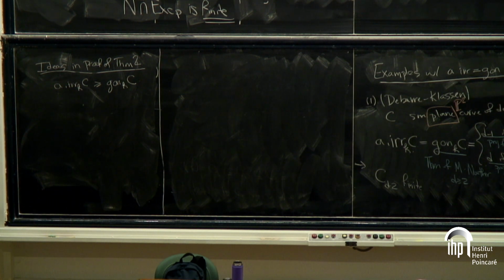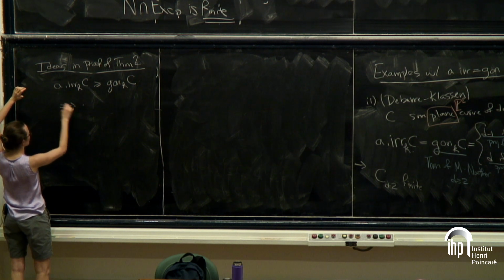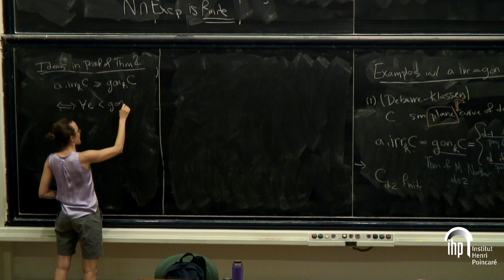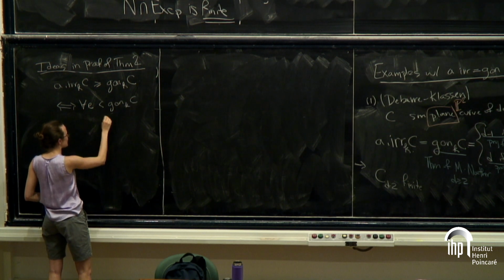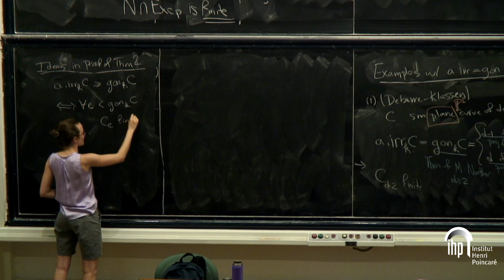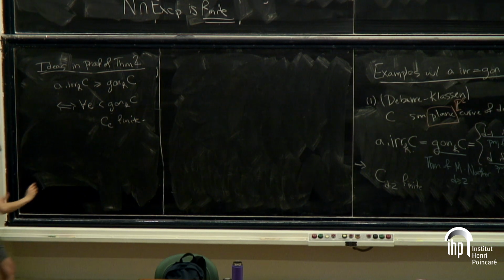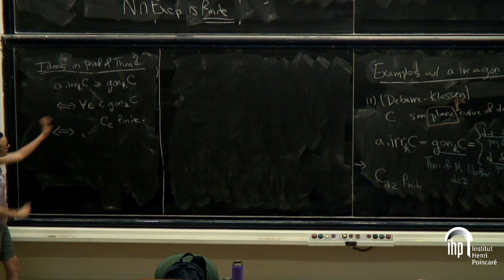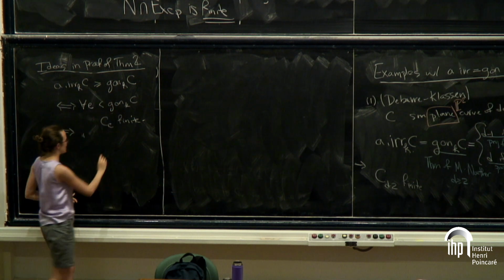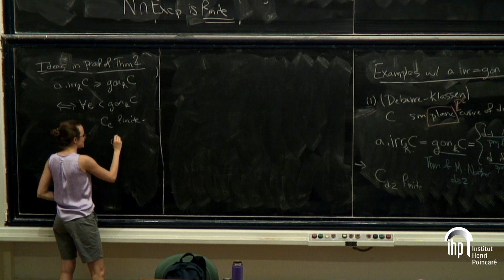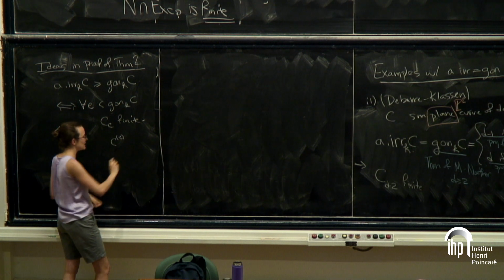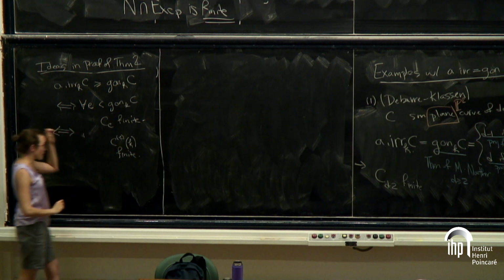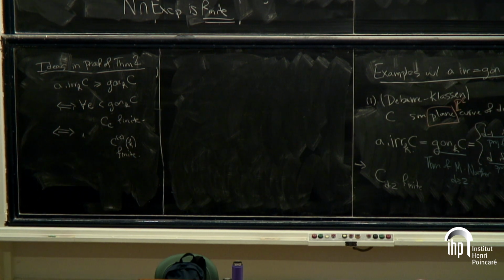So that means that for all E strictly less than the gonality of the curve, it has to be that this set C_E is finite. That's just the definition. So equivalently, for all E strictly less than the gonality of the curve, it must be that Sym^E, which I will write as C^(E)(K), is finite. So this is the idea about working with rational points on irrational varieties of higher dimension.